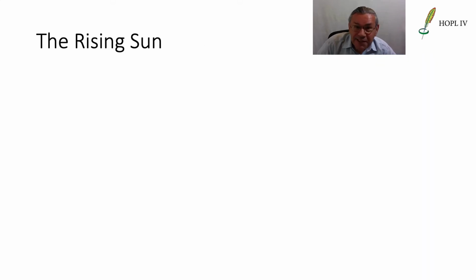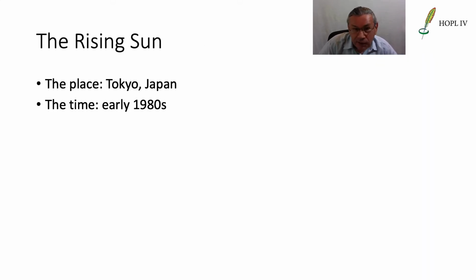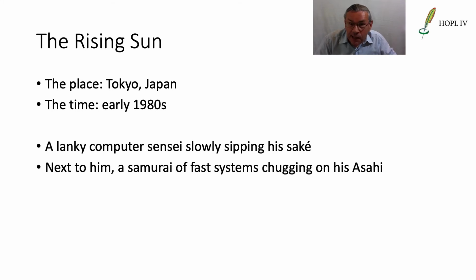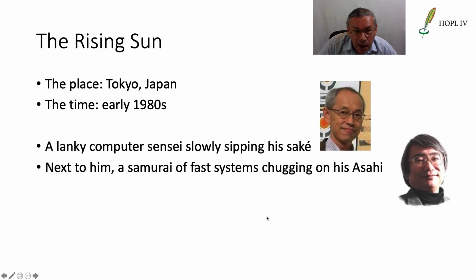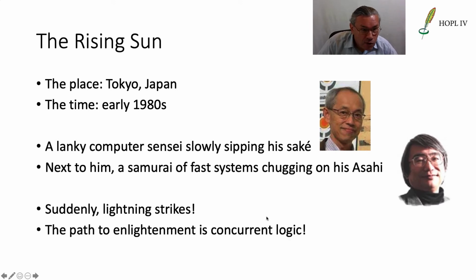Now let's go to the east, land of the rising sun. The place, Tokyo, Japan. The time, the early 1980s. A lanky computer sensei, slowly sipping his sake. Next to him, a samurai of fast systems chugging on his açaí. I'm talking about Kazunori Ueda and Takashi Chikayama. Lightning strikes, concurrent logic programming, and they did the foundations for the theory and efficient implementation of concurrent logic programming.